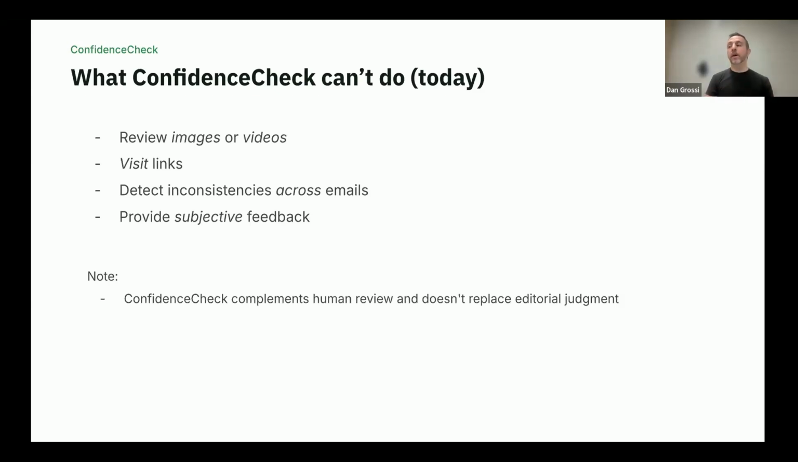Naturally, there are some issues there with intranet links, nothing that can't be solved for, but today we're finding a lot of good results just based on URL clues, right? It also doesn't detect inconsistencies across emails. It's limited to the scope of the email itself today. And lastly, intentionally, it doesn't provide any subjective feedback. So we've tuned this check to be specific to concrete issues, all the things that we've looked at today, with potential for looking at more subjective checks in the future.